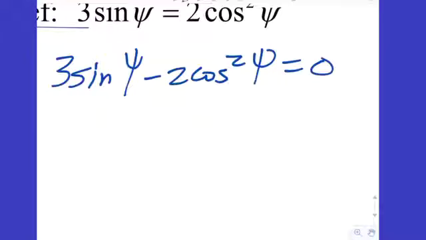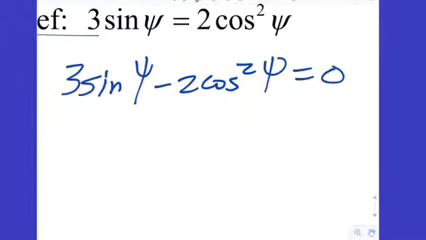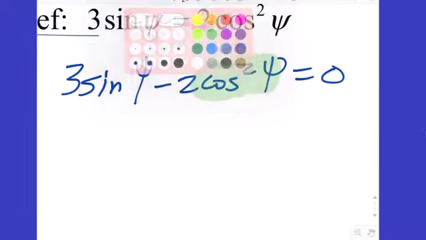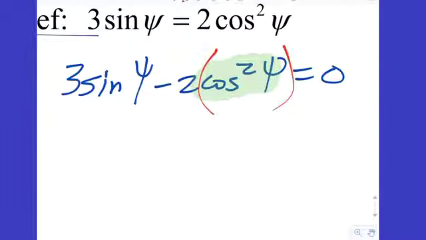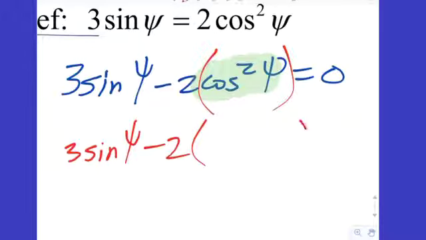Anybody have an idea? Cosine. Right. I have sine and cosine. That's a problem. If I can put it all in terms of sine or all in terms of cosine, that would be better. It's not easy to turn sine in terms of cosine, but cosine squared, we can write that pretty easily in terms of sine squared. So we're going to do a Pythagorean substitution. And here's where you want to be careful. Place parentheses around there, so that you can successfully distribute once you substitute. What is cosine squared in terms of sine?